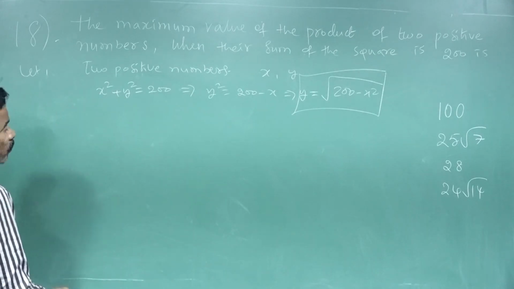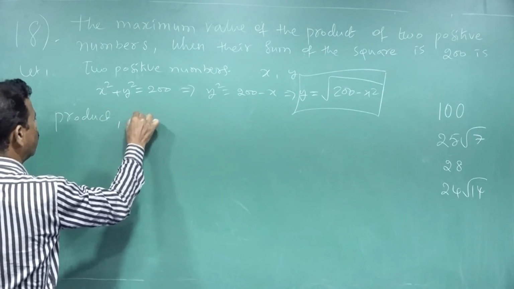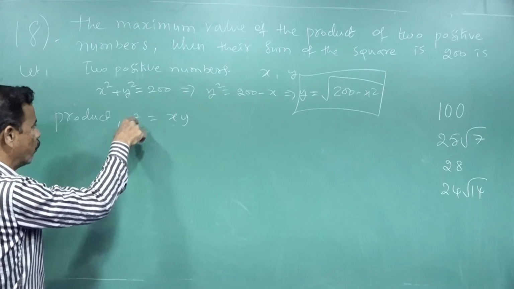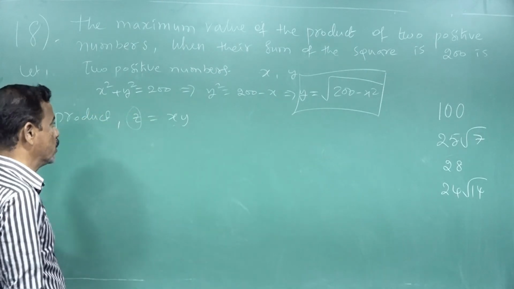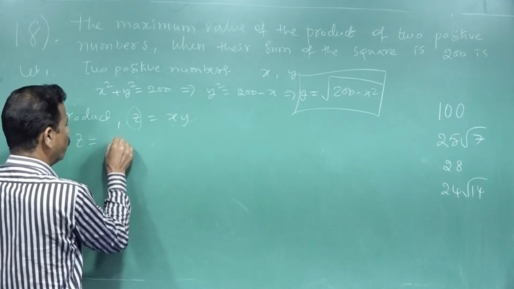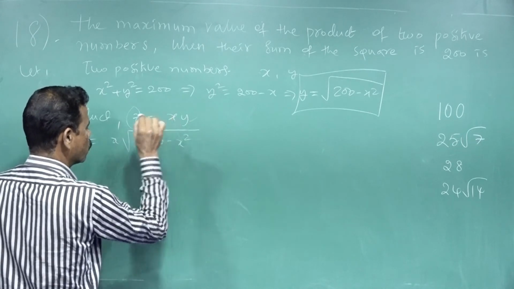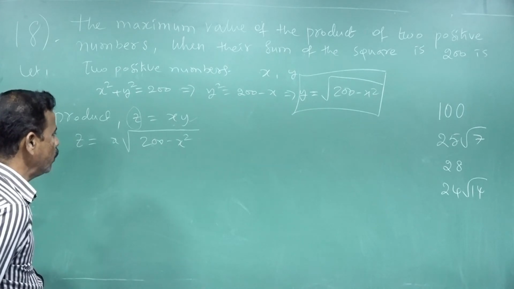But we need the maximum value of the product. What product? Let z be equal to xy. x into y is the product. That is the other function, z in terms of x and y. So y is converted to x terms. So z is equal to x into y, which is x times the square root of 200 minus x square. This is the product in terms of x, z in terms of x.